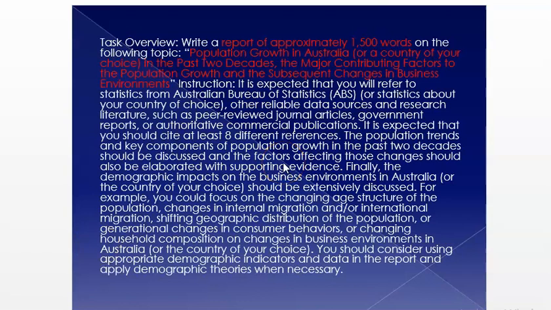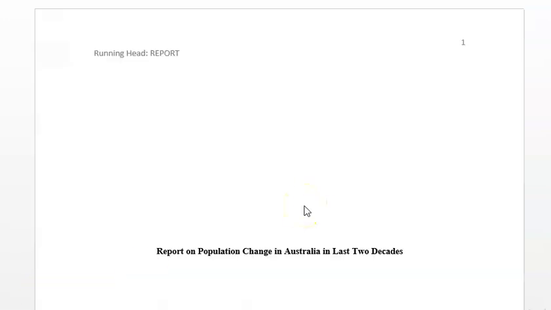So these are the requirements in the research work. We have to write a 1500 words report on the topic population growth in Australia in the past 2 decades, the major contributing factors to the population growth and the subsequent changes in business environment. Moving on to the solution file, this is the first page, which is the title page. I have provided a generic title for the report.